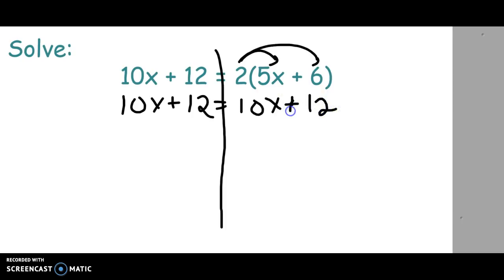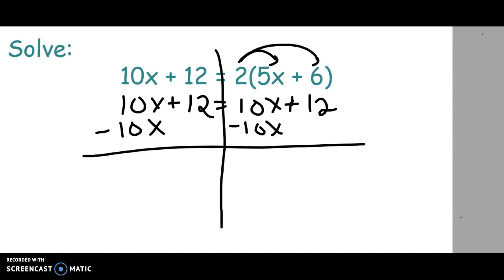Now you may have noticed something, but if you haven't, you would continue to solve. So we would get the variables on one side. So we have 10x on the left and 10x on the right, so it doesn't matter which one we move. So I'm going to subtract 10x to eliminate that one. Working left to right, 10x minus 10x cancels, and my 12 drops down. At this point, I have 12 equals 12, which tells us that it doesn't matter what x equals, the equation is going to work out and be balanced.